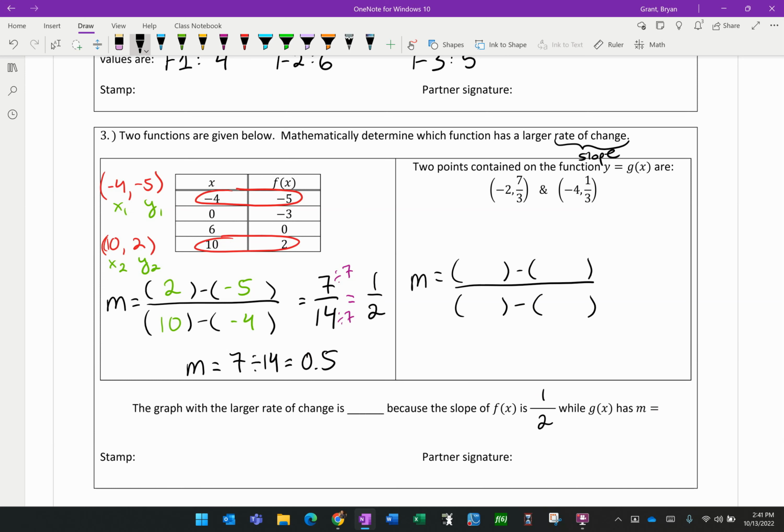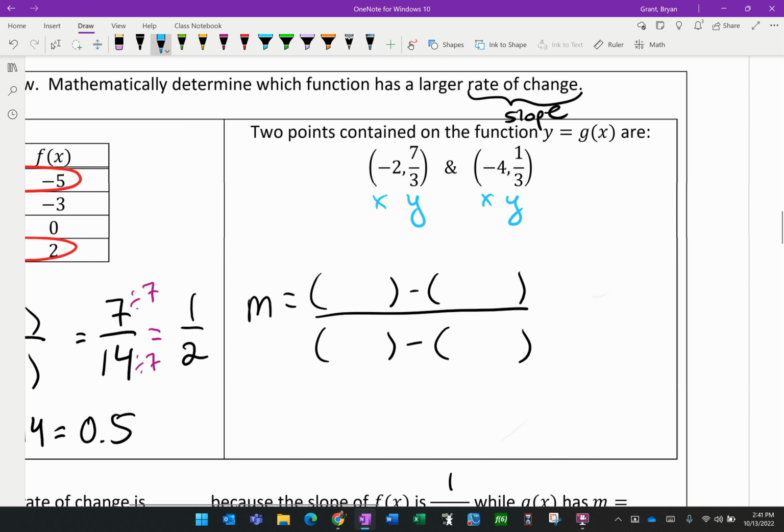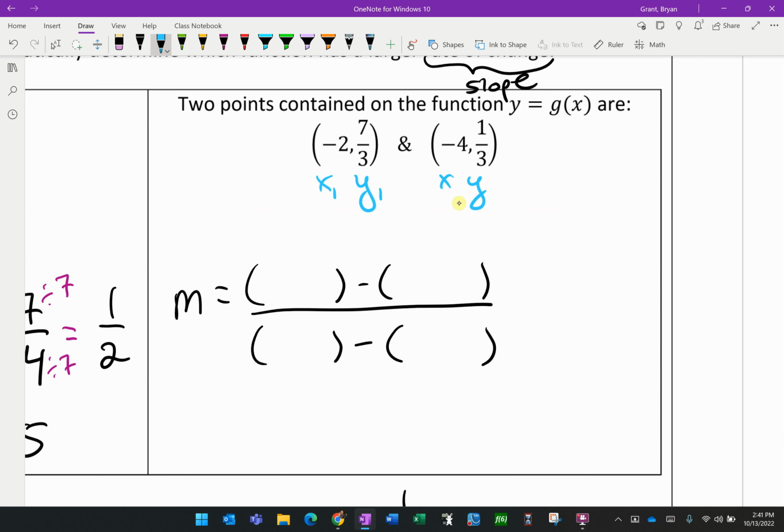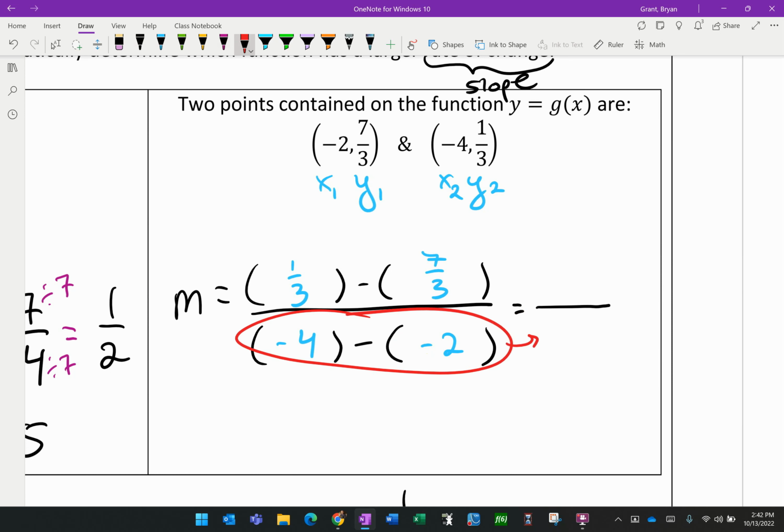However, we still need our slope for g of x. So let's go ahead and do the same thing over here. We have our x, y, and we'll zoom in on that. First x, first y, second x, second y: 1/3, 7/3, -4, -2. As we go through, we can do the denominator first. You can type all the denominator into your calculator if you'd like to get your answer. You can also remember that two negatives make a positive. -4 plus 2 is going to give us -2.